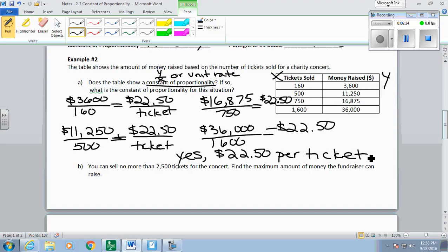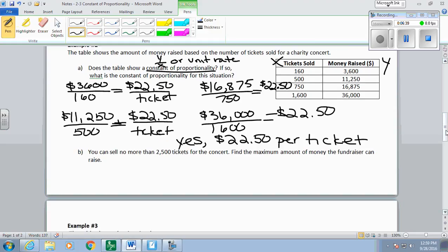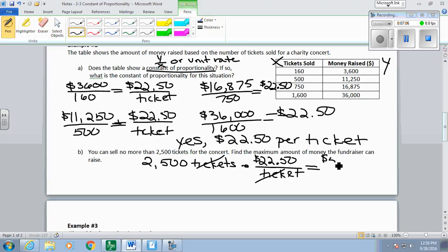Part B then goes on to say you can sell no more than 2,500 tickets for the concert. Find the maximum amount of money the fundraiser can raise. Well, if we can only sell 2,500 tickets, and we now have our unit rate of $22.50 per ticket, I take my unit rate, multiply it by the number of tickets that they're planning on selling. Again, I can cross-cancel those tickets to now leave me with the amount of money, which would be $56,250.